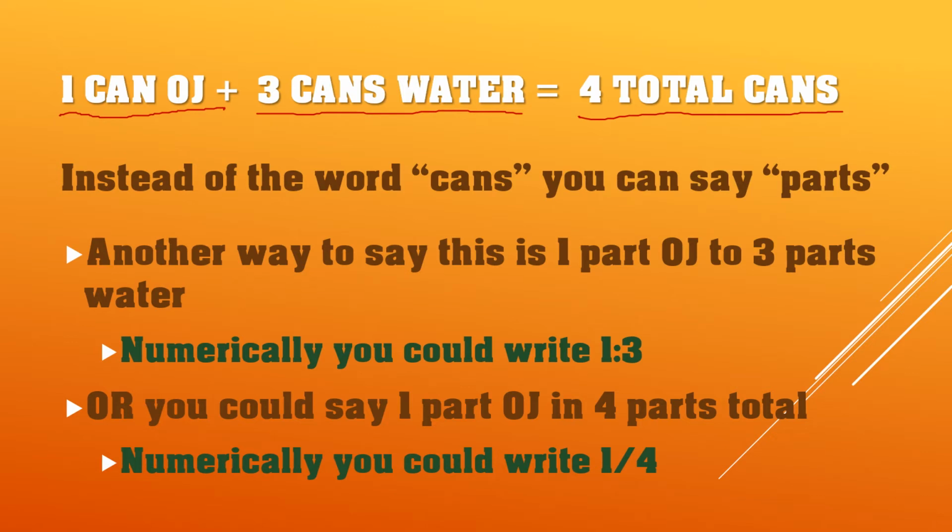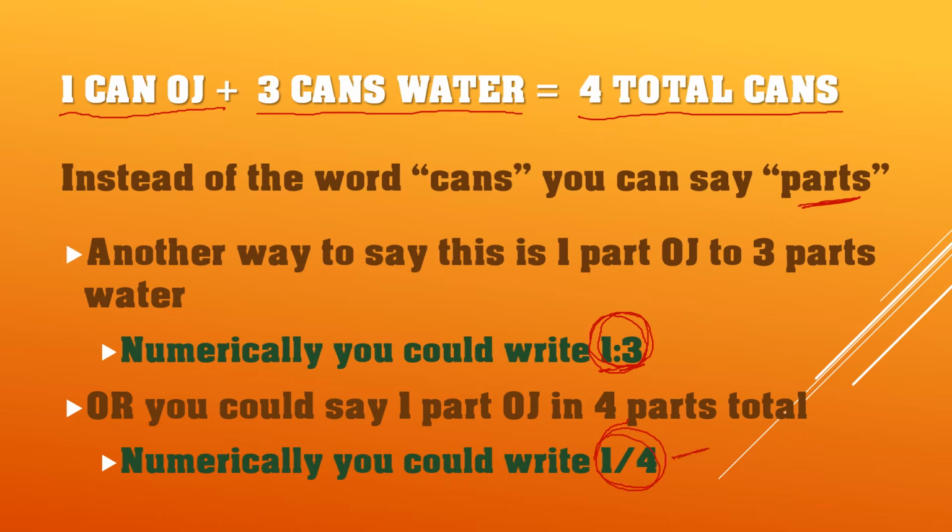Now instead of the word cans, because we're not in the lab, we're not making orange juice, we're doing other things, we just say parts. So you'd have 1 part of orange juice to 3 parts of water. Or you'd have 1 part of orange juice in a total of 4 parts of orange juice and water. So when you say this numerically, you could say 1:3, and that's 1 part OJ to 3 parts water. Or you could say 1 out of 4, 1/4. You could write it as a fraction.